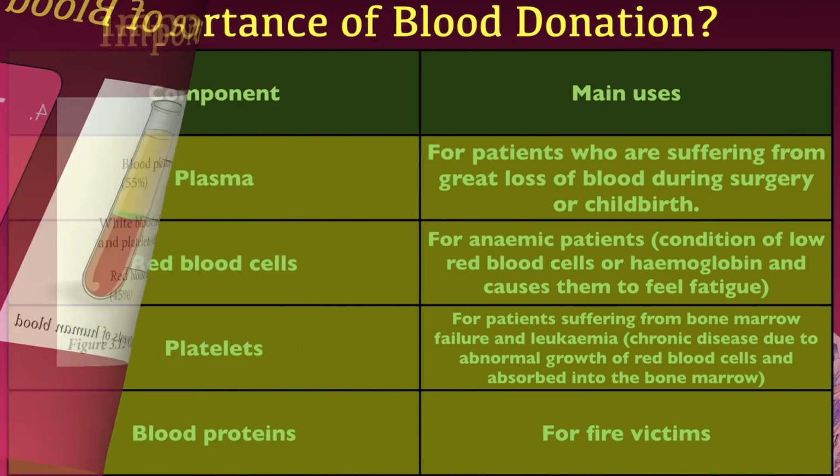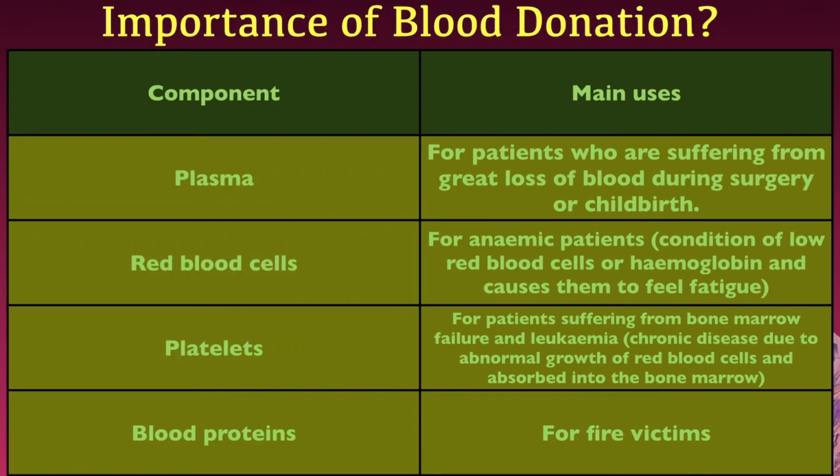This table shows the main uses of each component. For example, plasma: the main use is for patients who are suffering from great loss of blood, either during surgery or childbirth. For red blood cells, the use is for anemic patients, which is the condition of low red blood cells or hemoglobin that causes them to feel fatigue.